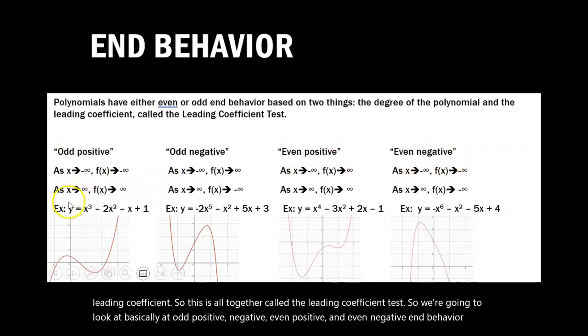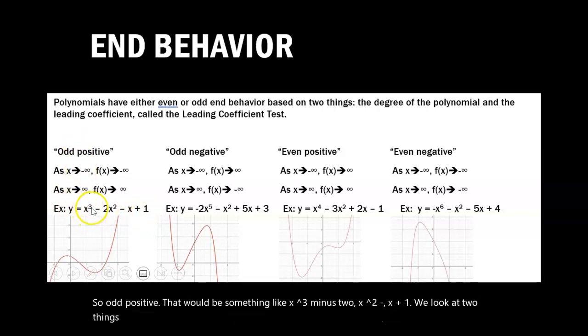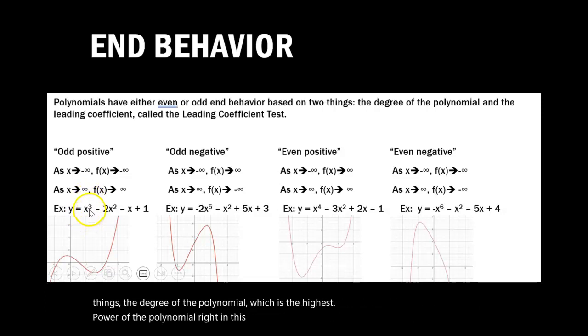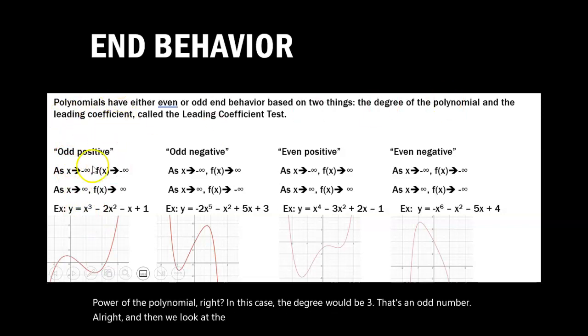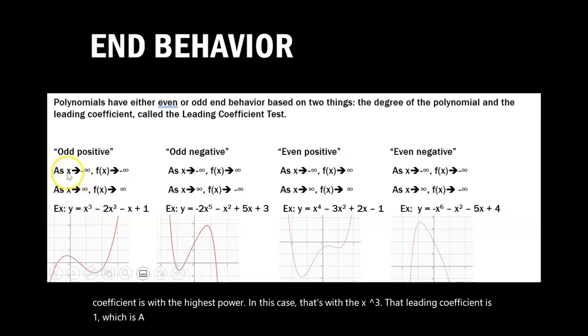All right, so odd positive, that would be something like x cubed minus 2x squared minus x plus 1. We look at two things: the degree of the polynomial, which is the highest power of the polynomial. In this case, the degree would be 3. That's an odd number. And then we look at the leading coefficient. The leading coefficient is whatever coefficient is with the highest power. In this case, that's with the x cubed. That leading coefficient is 1, which is a positive number. So we say this has odd positive end behavior.